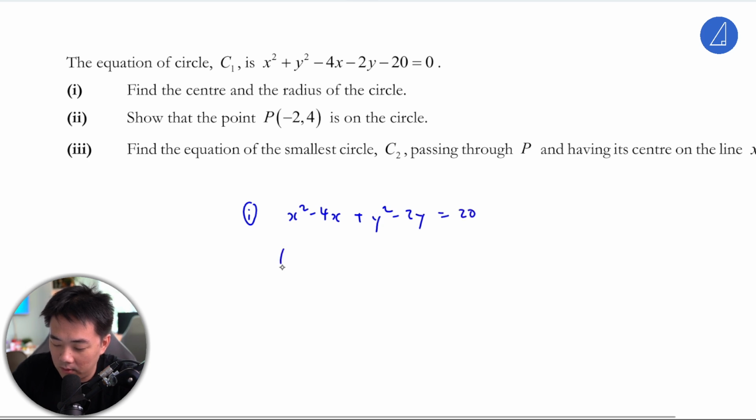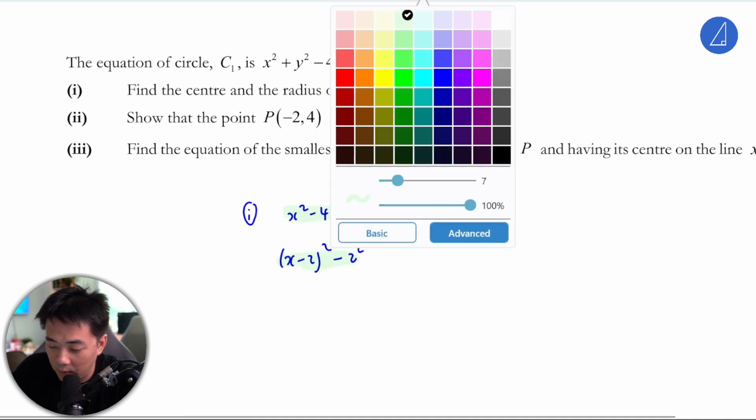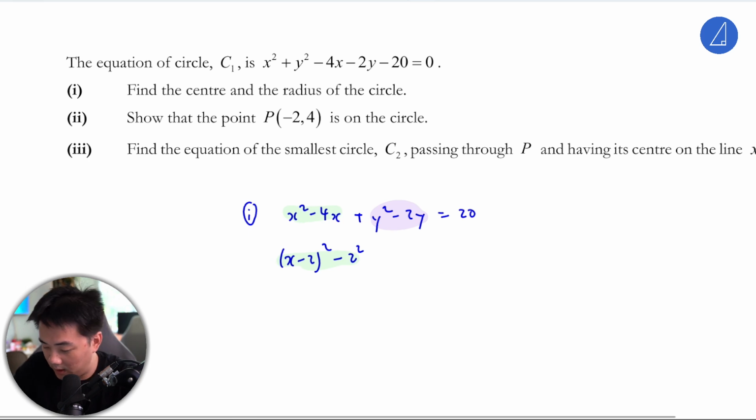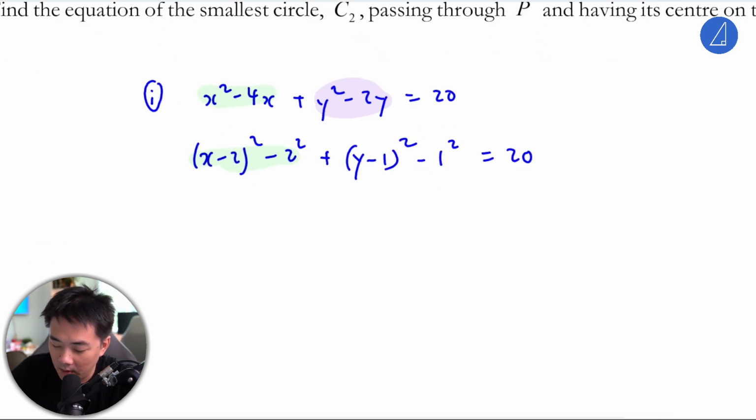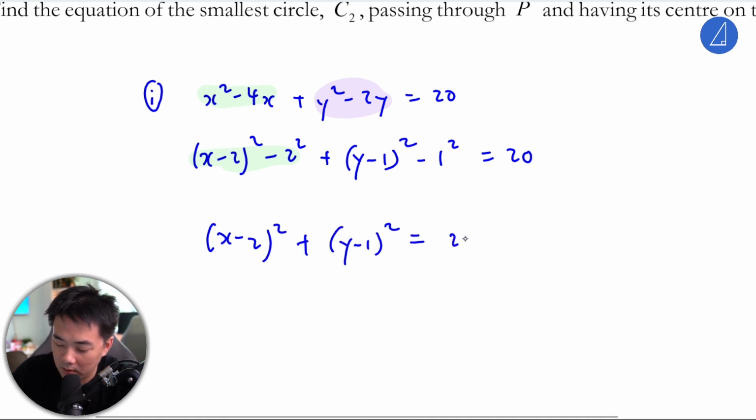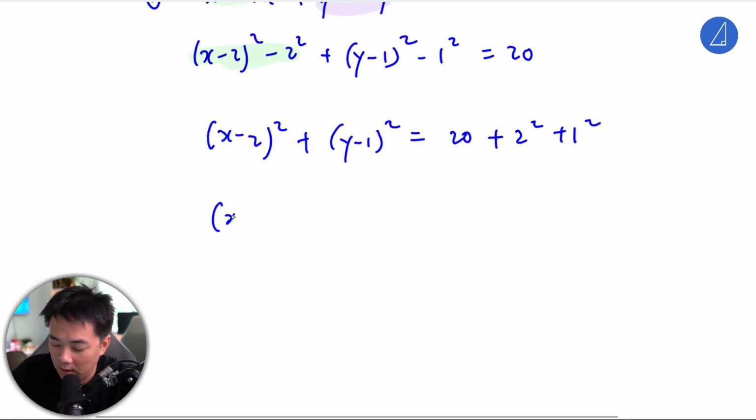So this will be (x minus 2) squared minus 2 squared. So completing the square for x will be this. After which we're going to complete the square for y as well. So this will be (y minus 1) squared minus 1 squared equals 20. So here we have (x minus 2) squared plus (y minus 1) squared equals 20 plus 2 squared plus 1 squared. That will give us (x minus 2) squared plus (y minus 1) squared equals 25.